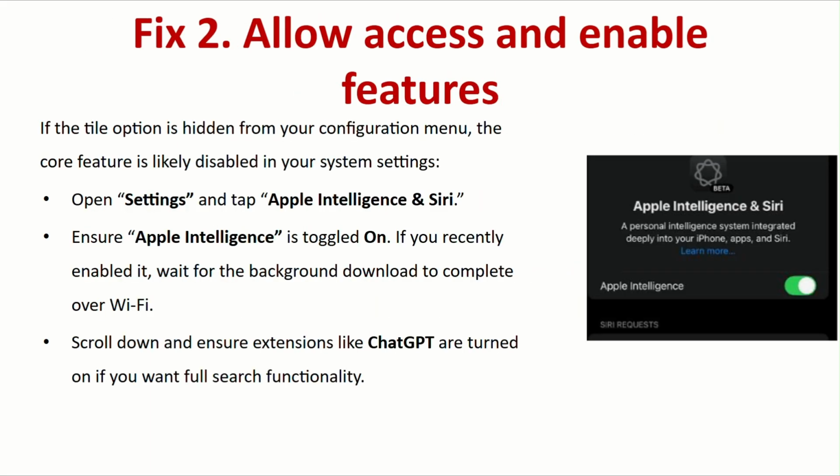Fix 2. Allow access and enable features. Open Settings and then tap on Apple Intelligence and Siri. Now ensure Apple Intelligence is toggled to on. If you recently enabled it, wait for the background download to complete over Wi-Fi. Now scroll down and ensure extensions like ChatGPT are turned on if you want full search functionality.